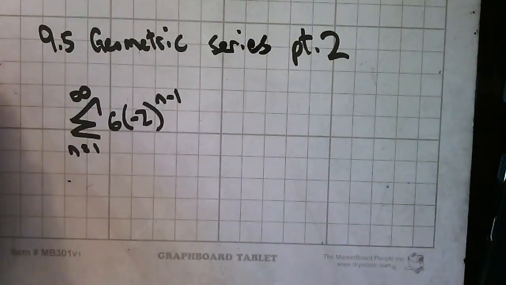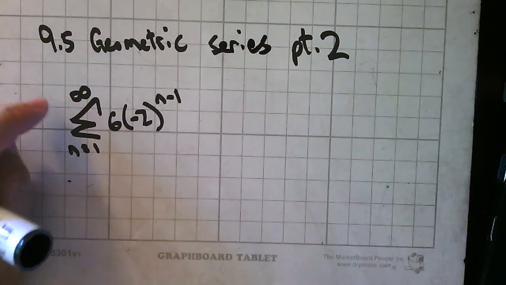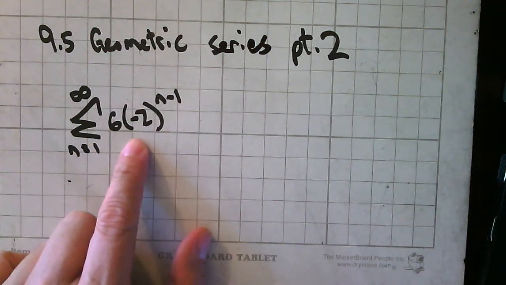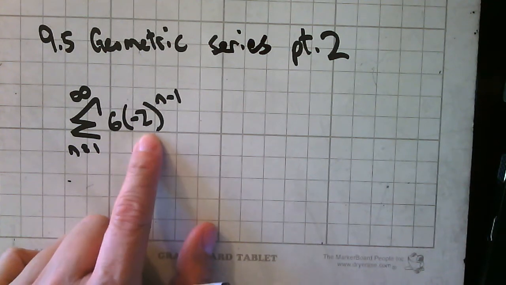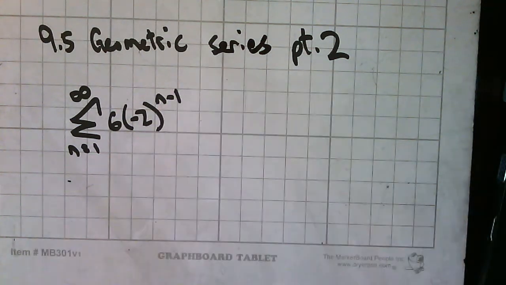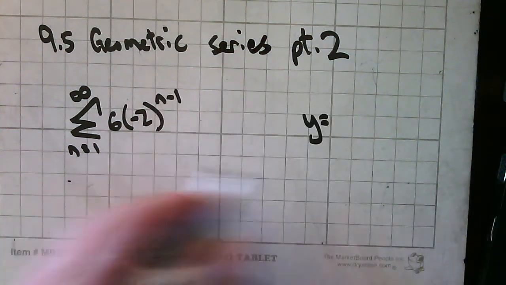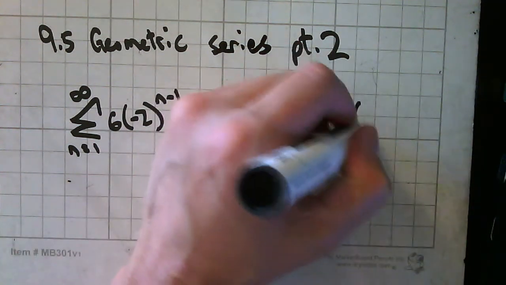Okay, so this is the second part of the geometric series. So we're going to be taking a look at how do you find the sum of an infinite series here. So again here, we're going to look at this like we used to look at exponents. So in the other chapter, I think it was chapter 6 or 7, we had equations like this.